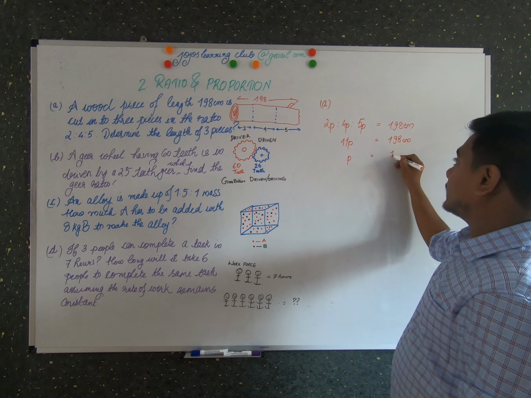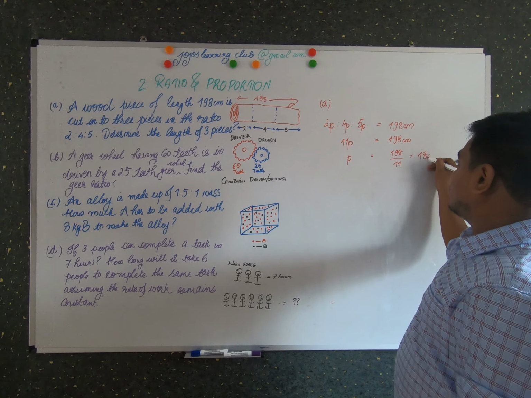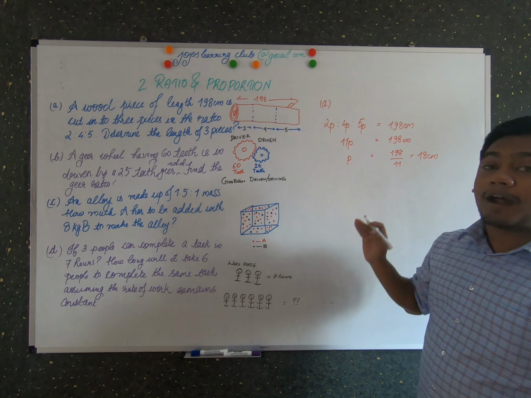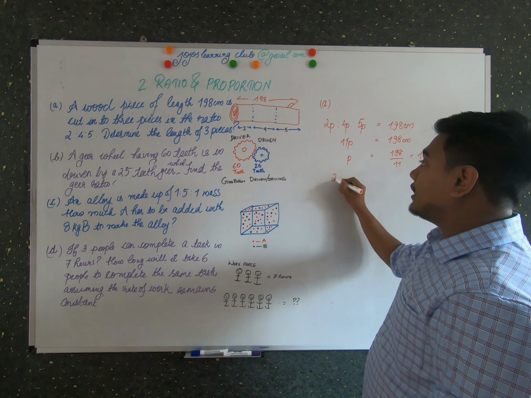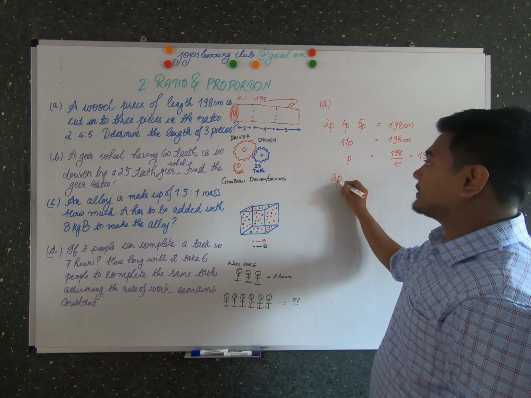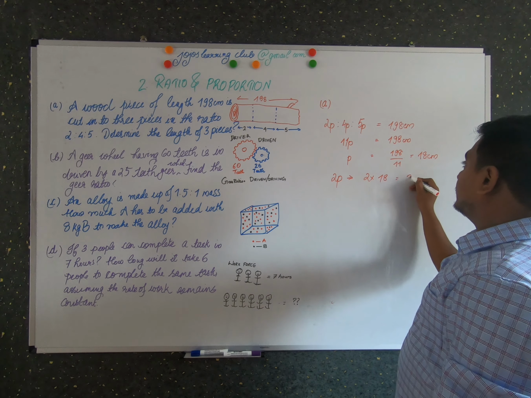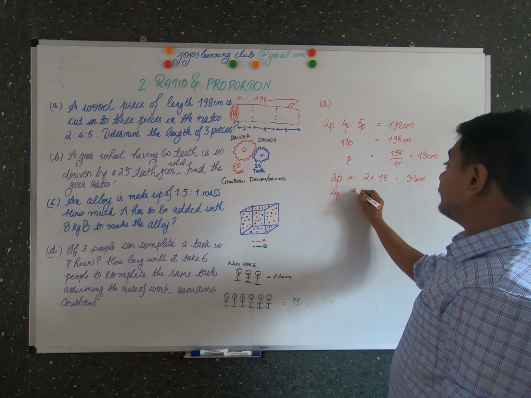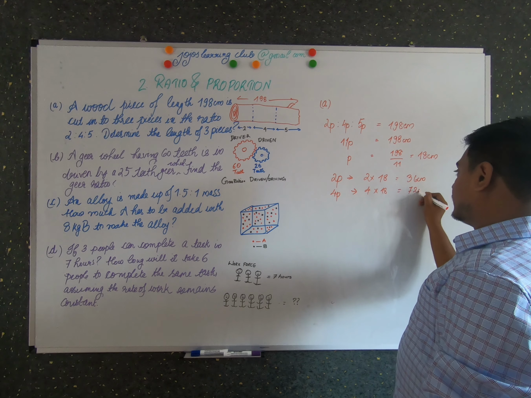Length of one part is nothing but 198 by 11, which is 18 centimeter. So when you get the value of one part, it's very easy to find the value of other parts. For finding the value of the first part, 2 parts, they are having 2 parts. So 2 times 18, which is 36 centimeter. Again 4 parts, which is 4 times 18, which is 72 centimeter.